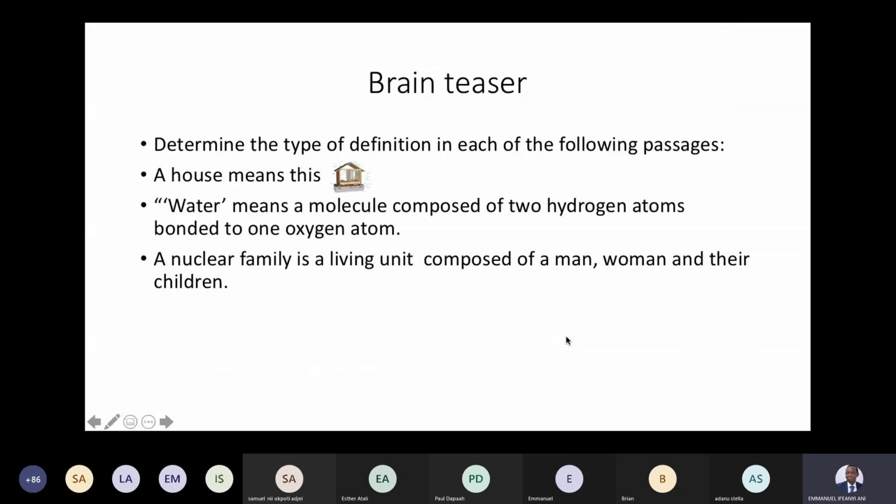So a little exercise. Determine the type of definition in each of the following passages. So what type of definition is this? A house means this. And then you have the diagram of a house, a picture of a house. What kind of definition is that?